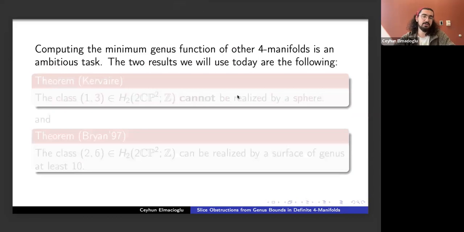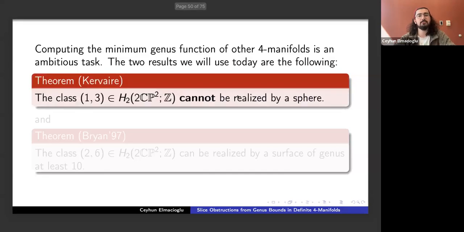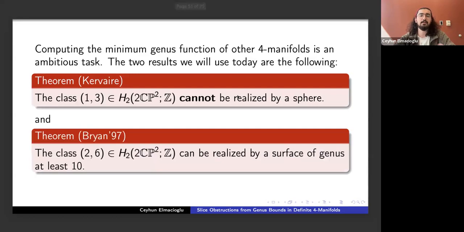Since this is a very useful tool, of course, computing the minimum genus function of other four manifolds is a very ambitious task. But two results that we will use today are the following. The first one is that for 2CP2, the class (1,3) cannot be realized by a sphere. This was proved by Kuiper. Secondly, the class (2,6), again in 2CP2, can only be realized by a surface of genus at least 10. So for example, this class cannot be realized by a surface of genus 9.